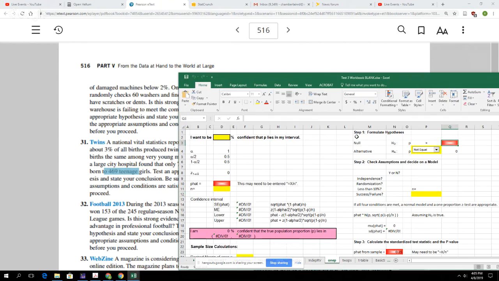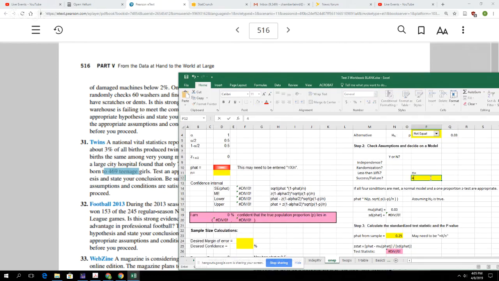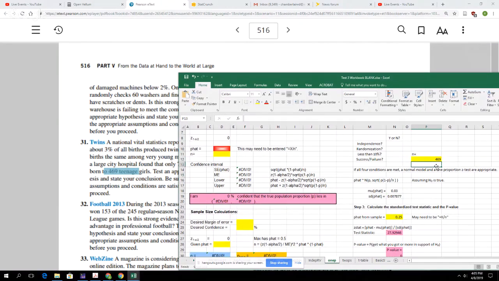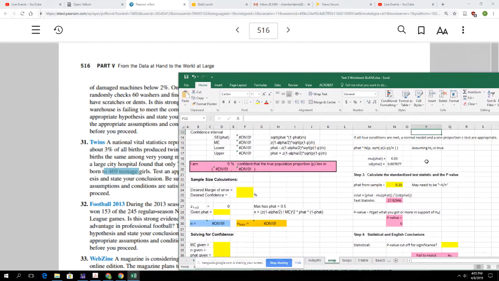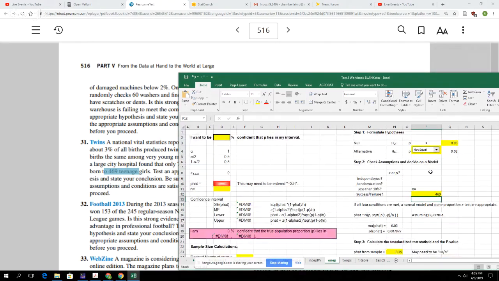Our H naught, otherwise known as the null, is that the p hat is going to be equal to the real population proportion p, 0.03. We're going to test for not equal. Enter there. It's just going to copy that down for us. Fill in my n here, 469. Enter. All right, not div by 0 anymore. That's nice.